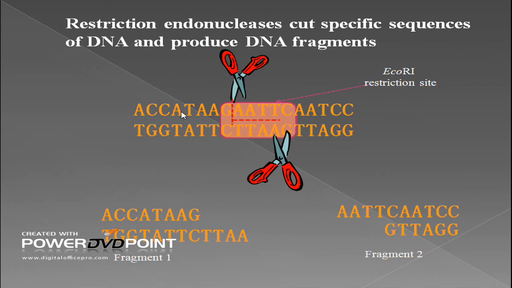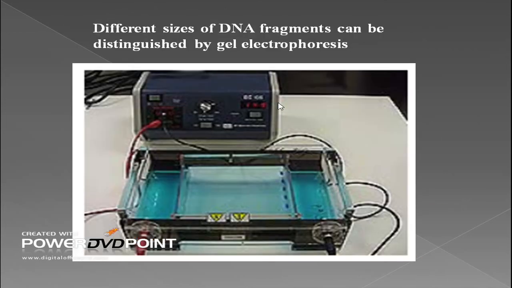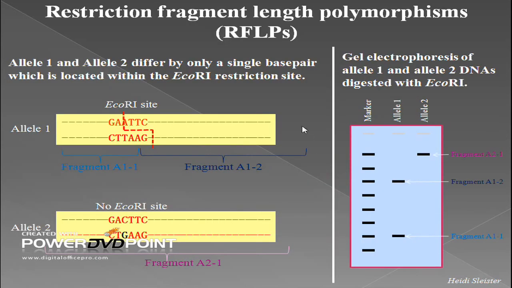You will cut with the restriction enzymes. Here only a part of the DNA is being represented. It is not the whole DNA of the strawberry, but a smaller part we have taken. So two fragments are generated, fragment 1 and fragment 2. The fragments obtained by the restriction digestion can be separated by gel electrophoresis.